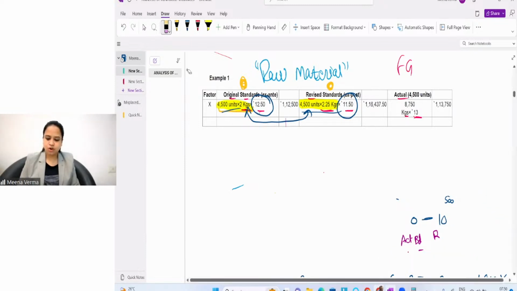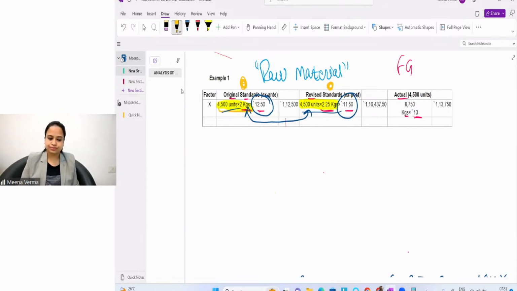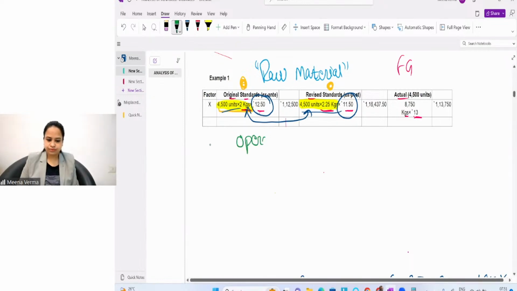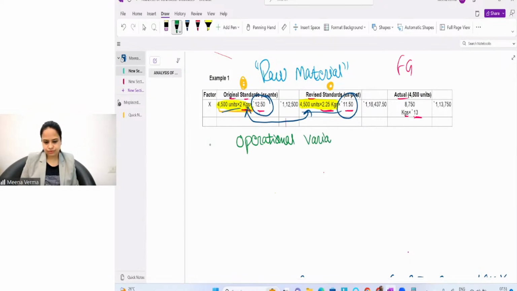So let's calculate the operational variation. What is operational variation? We find it for quantity as well as for price. So now we are calculating operational variations, and we find it for both. We will find it for quantity and we will find it for the price also.